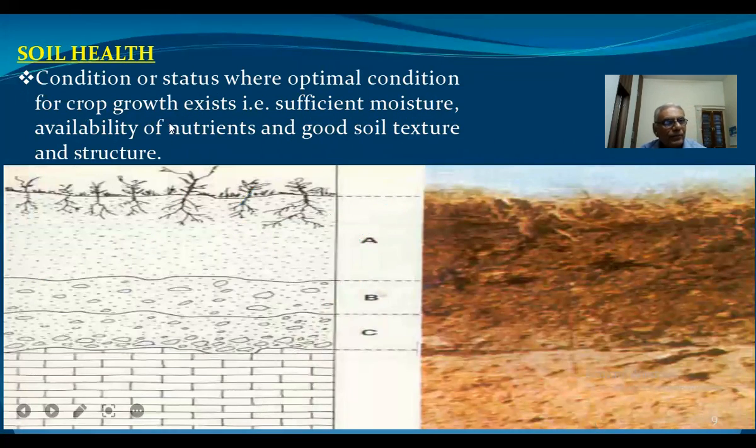Then soil health: the condition or status where optimal conditions for crop growth exist, with sufficient moisture, availability of nutrients, and good soil texture and structure. So this is a requirement of soil health for better crop production.